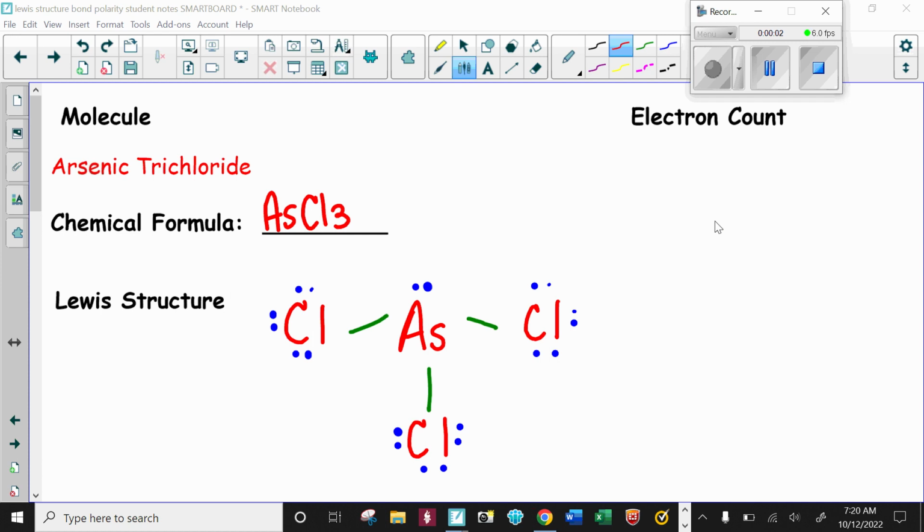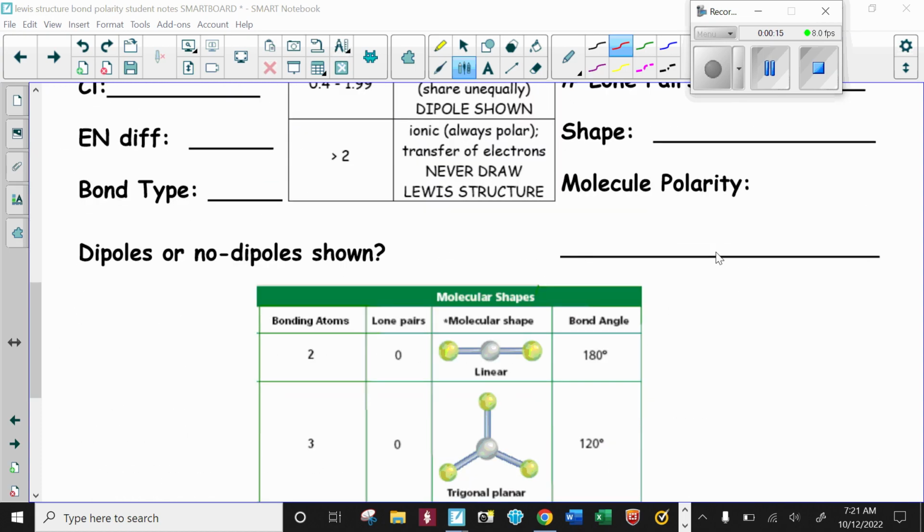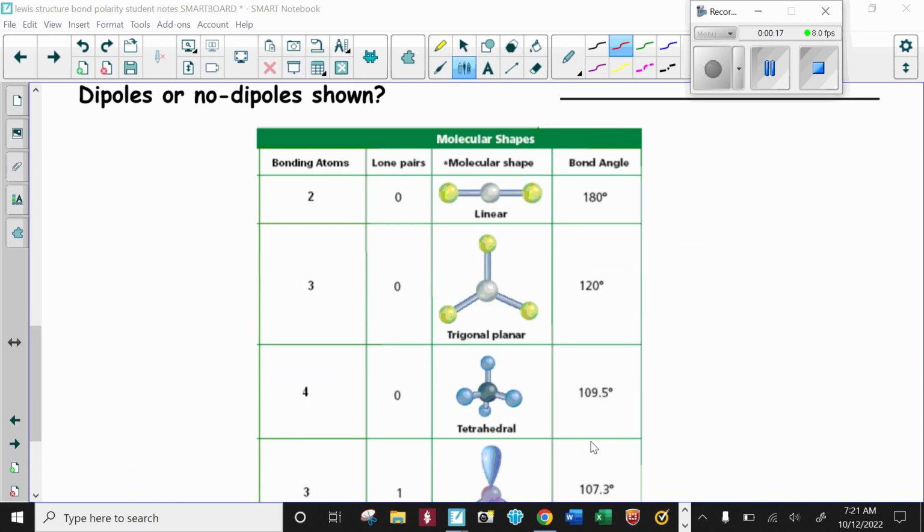Hi everyone, we're going to be continuing on with our Lewis structure and bond polarity notes. So you'll need to have those items out along with your electronegativity reference chart. And we're looking at the back of the electronegativity reference chart where you see a data table like this, where it shows you bonding atoms, lone pairs, molecular shapes, and bond angles.